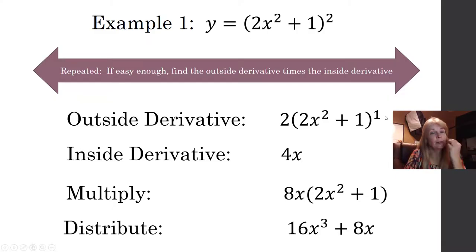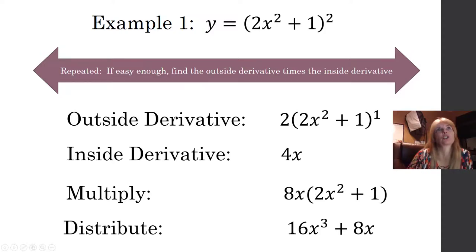I'm kind of doing in my head what I'm doing on the other slides. I'm just doing the outside first and not substituting u. That's all I'm doing, okay? But I find this a little easier and quicker, of course, because I'm lazy. And so I do the power rule. I bring the two down, subtract one, leave the inside alone. Then take the derivative of the inside, and you still multiply them together.